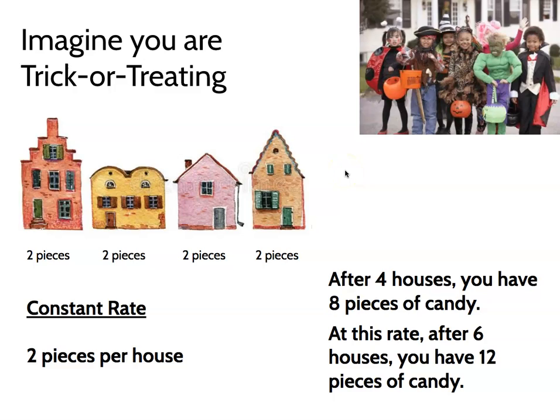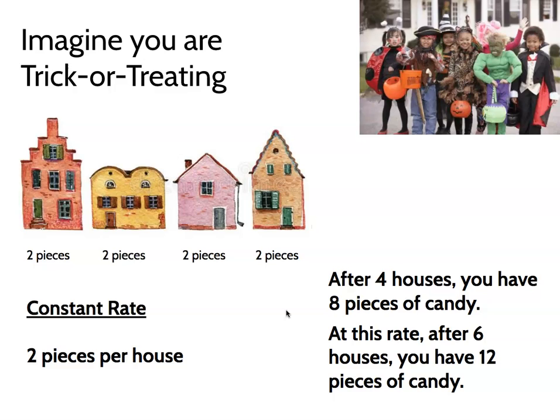We can use an example of trick-or-treating to better understand what a constant rate is versus a changing rate. In this example, we're going to imagine trick-or-treaters going from house to house in a neighborhood. The rate at which they receive candy from each house is constant. The trick-or-treaters receive 2 pieces of candy per home. After 4 houses, you would have 8 pieces of candy. At this same constant rate, after 6 houses, you would have 12, and so on and so forth.